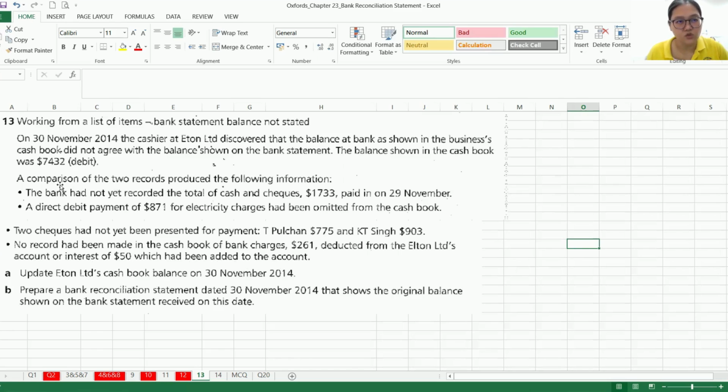Okay, since we have these two, the bank has not yet recorded the total of cash paid in. This is trying to tell us this amount is the uncredited amount. Pay in, because the word they use is pay in. Pay in means we go to the bank and put in money, but the bank has not recorded it on the credit side. Another one here is two cheques have not been presented. That means these are unpresented cheques. So unpresented cheques will appear in the bank record.